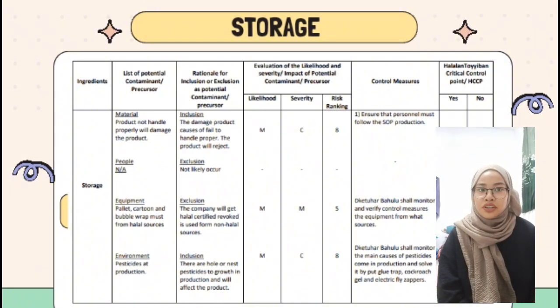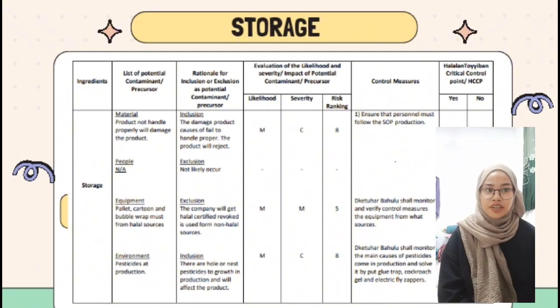For people, there is no contaminant either. For equipment, pallet, carton, and bubble wrap must be from halal source. Exclusion, the company will get halal certified reward if used from non-halal source. Likelihood M, severity M, risk ranking 5. Diketahui bahawa shall monitor and verify control measure that the equipment is from halal source.